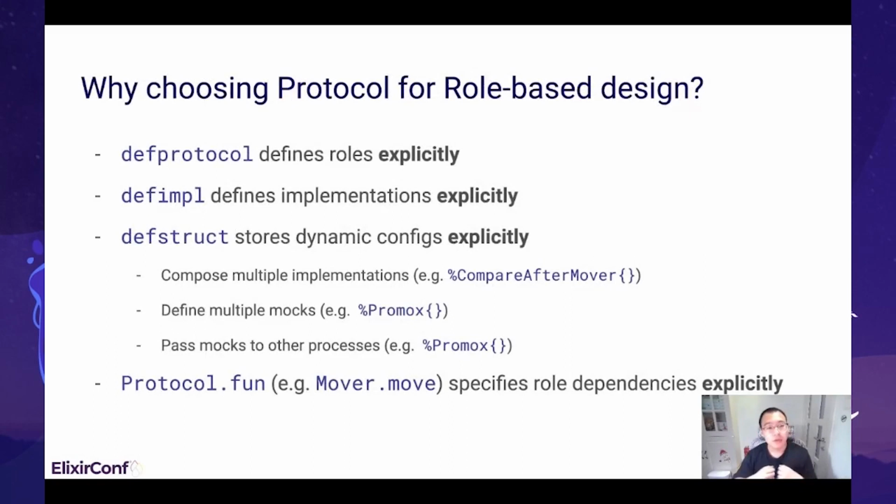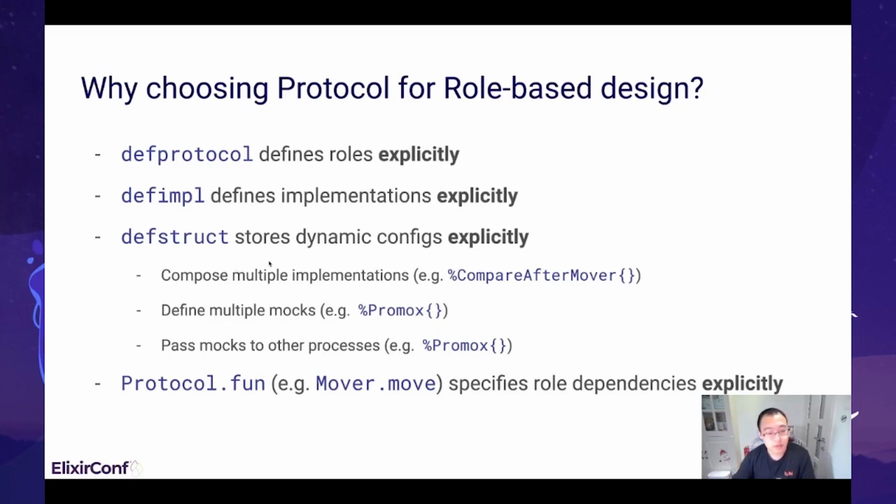For me, I would choose protocol for its explicitness, because when you define a protocol with defprotocol, we are defining an explicit role in our system if we are thinking in that way. And this might not be the case for anonymous function. We might not have a way to define roles explicitly. And when we use defimpl to define implementations, we are also explicitly defining these implementations. And all these definitions are very searchable because we can just grab these keywords in our code base, and we would see how many roles we have and how many implementations for a specific role in our code base.